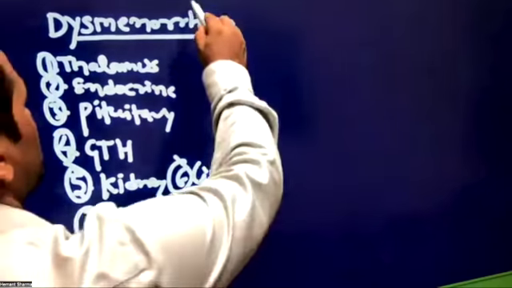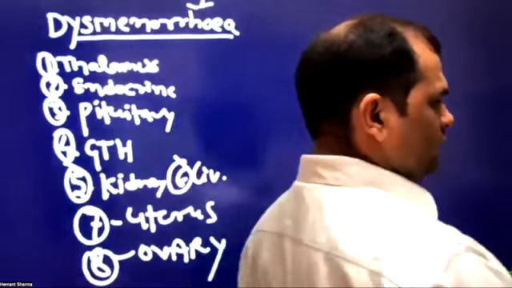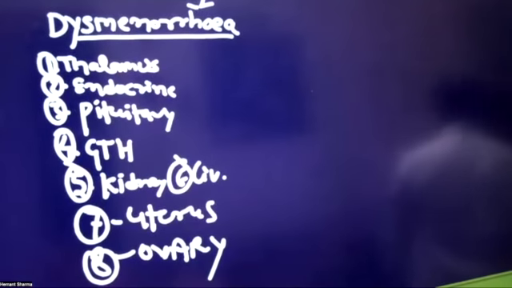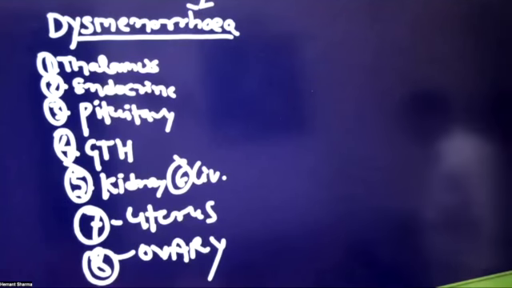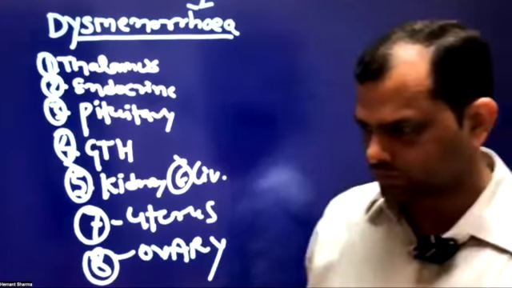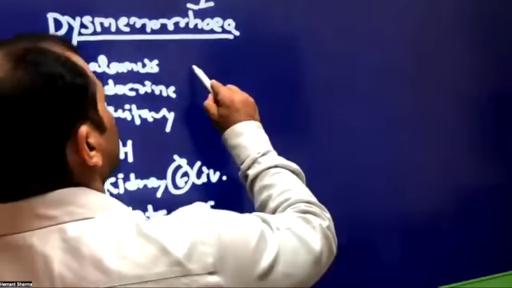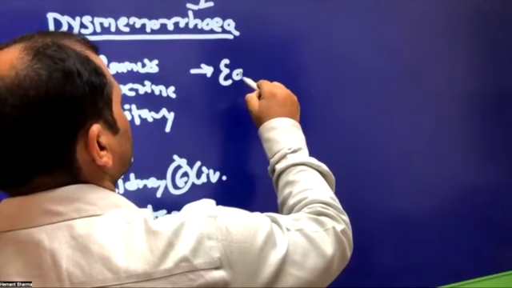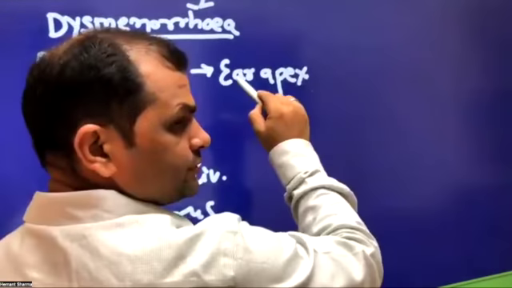Now we will think about the painful menstruation and we will try to include some more points especially for the painful menstruation. अब हम painful menstruation के लिए कुछ पॉइंट्स स्पेशल ऐड करेंगे. So number 1, we are going to add ear apex bleeding.